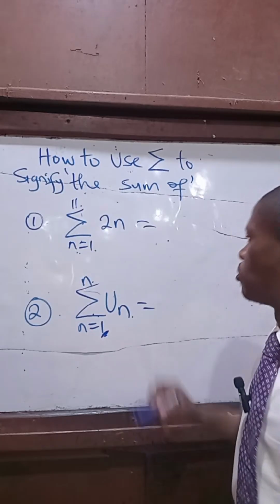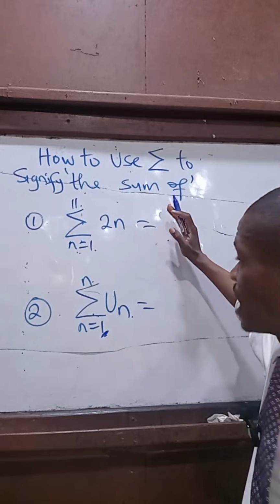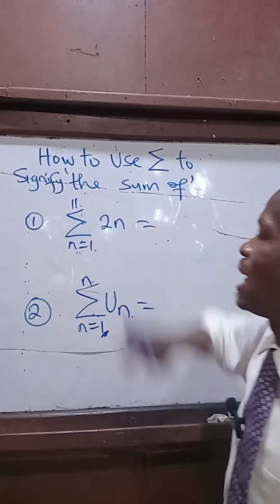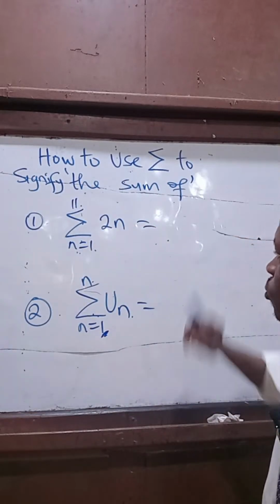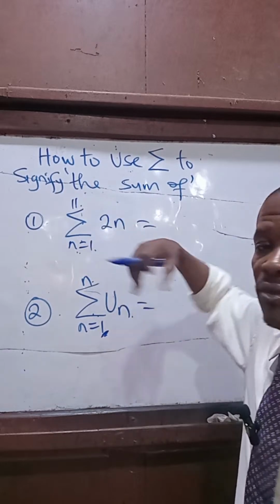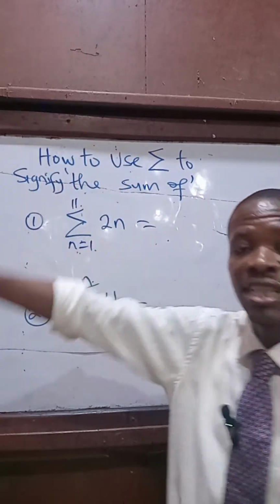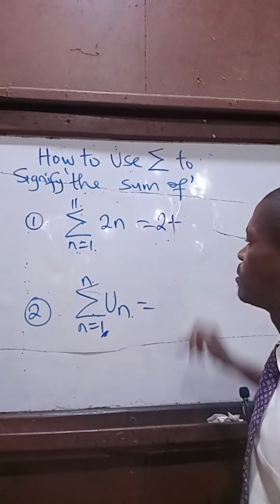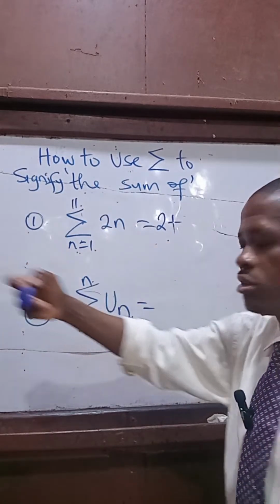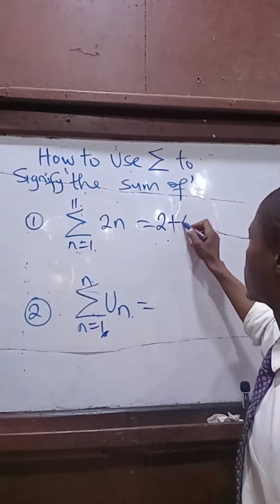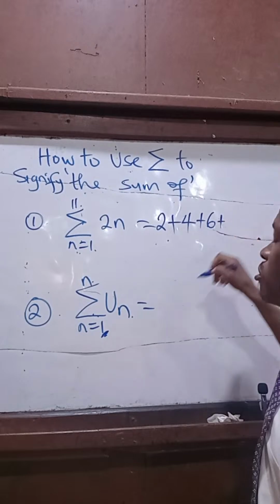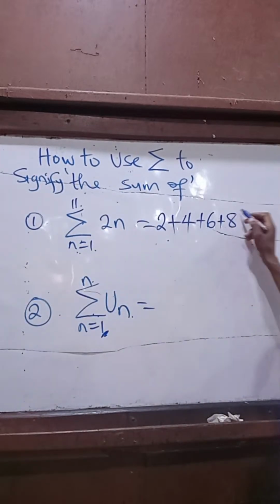So for the first case, you have a summation starting from n equal to 1 to 11. What you're going to do is plug in n starting from 1, 2, 3 until 11. So 2 times 1, that's 2, plus 2 times 2, that's 4, plus 2 times 3, that's 6, plus 2 times 4, that's 8, plus 2 times 5, that's 10.